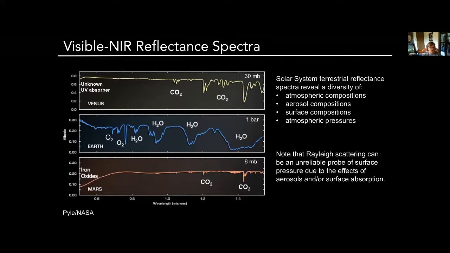So be aware that for terrestrial planets, you might have an underlying surface composition that's going to modify what you think you're seeing. And again, there can be molecular absorption or whatever the unknown UV absorber is that can modify that as well.